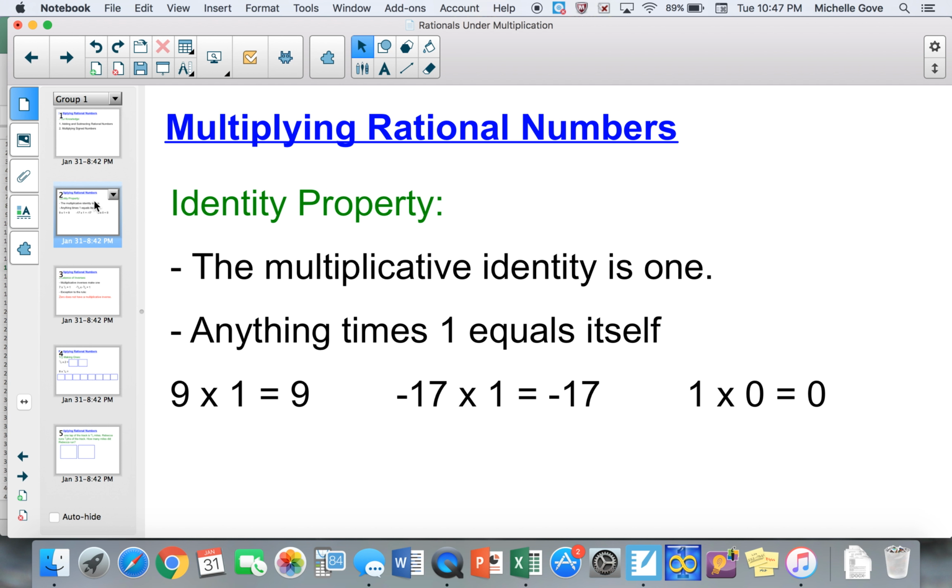The multiplicative identity is 1. So anything times 1 equals itself. So for example, 9 times 1 equals 9. Negative 17 times 1 is negative 17. And 1 times 0 is 0. This is true because multiplying by 1 does nothing, or 1 is a do nothing element. This is also what it means to be an identity, it does nothing. So that would be the identity property, which holds true for all numbers in multiplication.